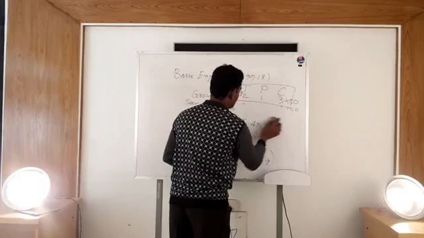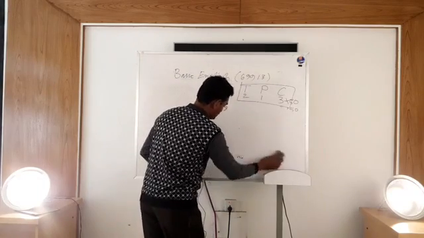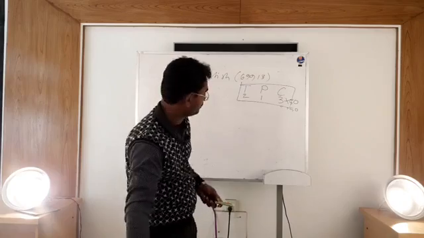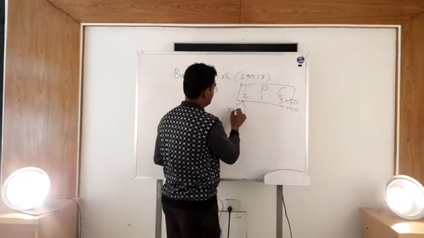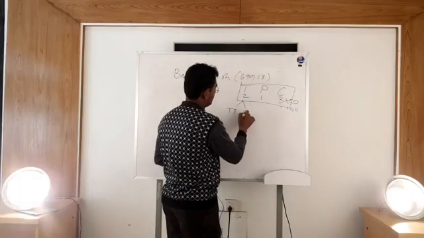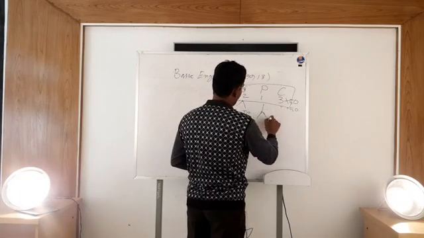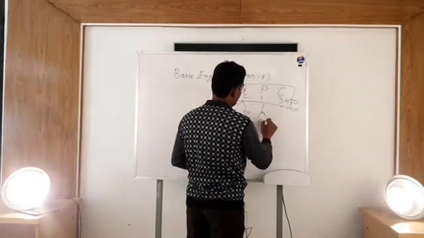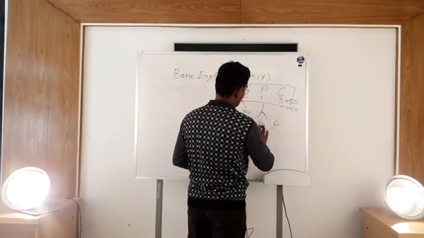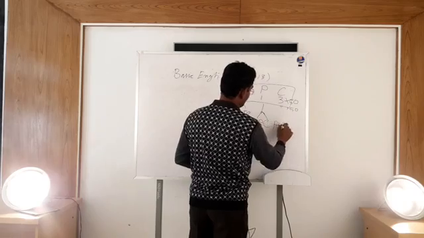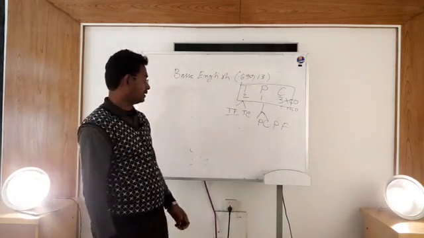Please look at the board. I am trying to explain this figure. T is for TF, TC, and P is for PF, PC. TF means theory final.